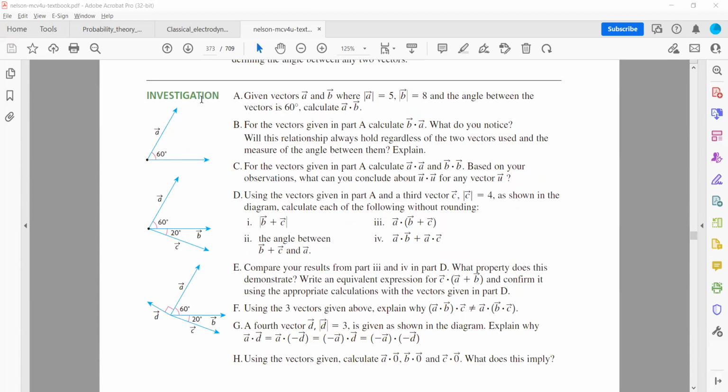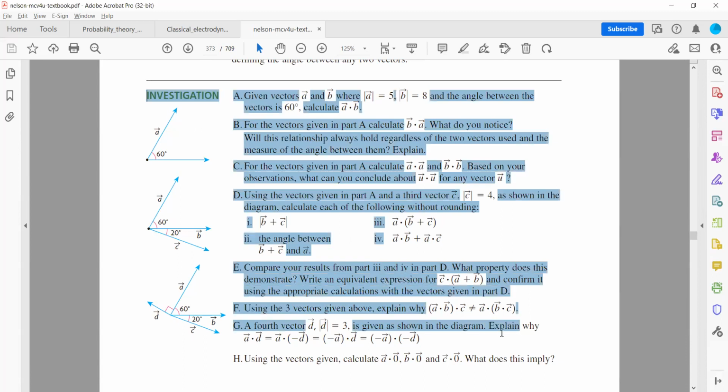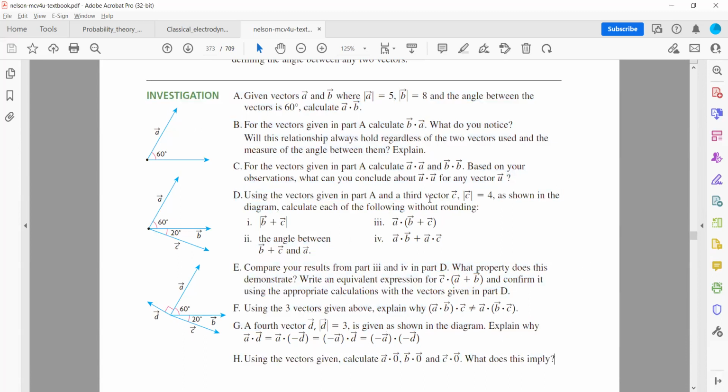Let's explore this investigation a little bit. It looks kind of interesting to me. We'll go through parts A, B, and C of it. The rest I'll leave for your own solution. So question A: given the vectors A and B, where modulo A equals 5 and modulo B equals 8, and the angle between the vectors is 60 degrees, calculate the dot product of A and B.